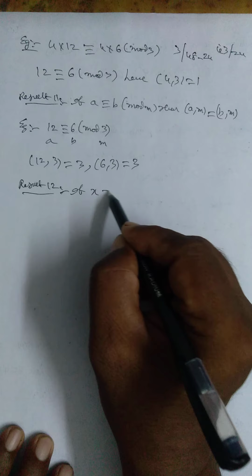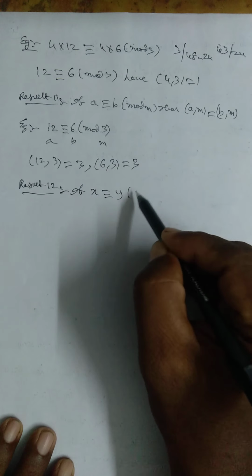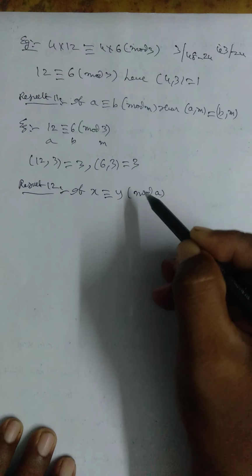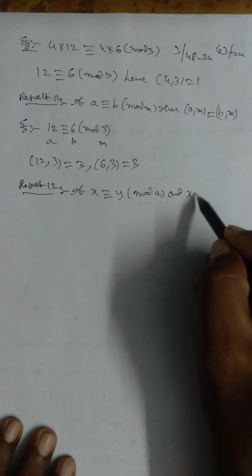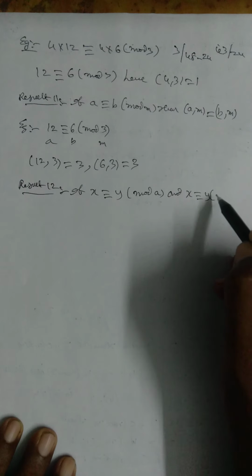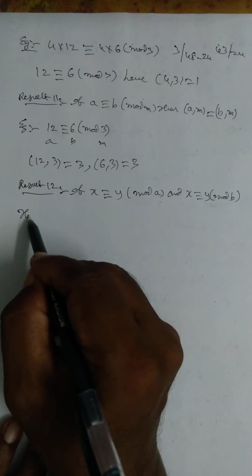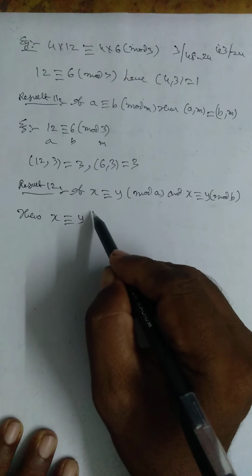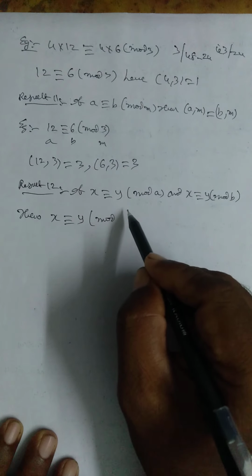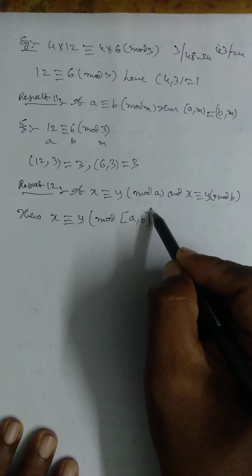Result 12. If x is congruent to y mod a and x is congruent to y mod b, then x is congruent to y mod the LCM of a comma b.